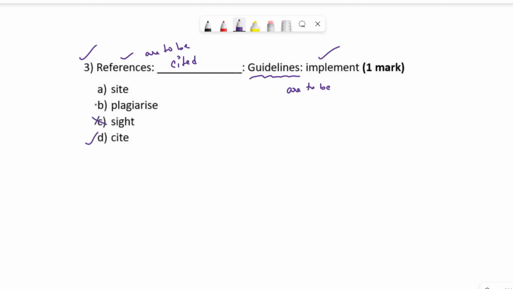It is not the other options, it is not plagiarize. Okay. So references are to be cited, guidelines are to be implemented, or we can say we always hear that regulations are implemented and references are cited. Okay. So the right answer is cite. Again, this is a free 1 mark question. This is also a very simple question. So the first 3 questions of aptitude are very simple and each one carries 1 mark. Now let's go for the next question.